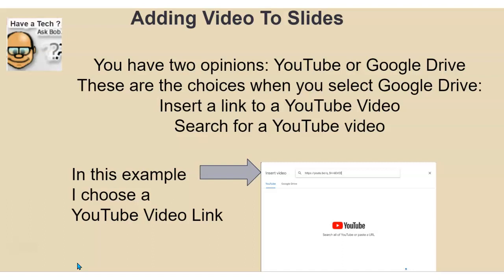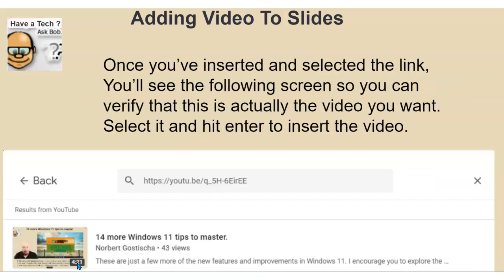Insert a link to a YouTube video or search for a YouTube video. In this example, I chose a YouTube video link. Once you've inserted and selected the link, you'll see the following screen so you can verify that this is the actual video you want. Select it and hit Enter to insert the video.